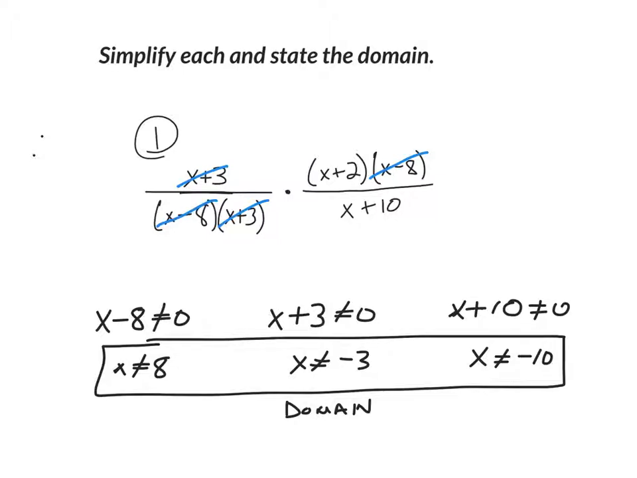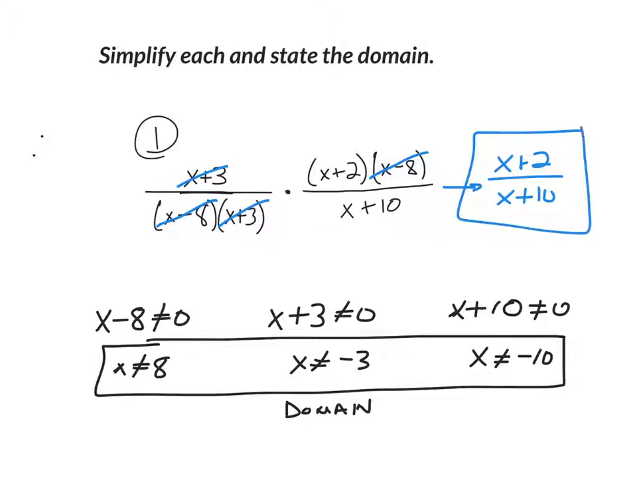Now, is there anything else that's the same on the top and the bottom? No. So my final answer here is simply x plus 2 over x plus 10. This is my solution, simplified down, and my domain: x cannot be 8, x cannot be negative 3, and x cannot be negative 10.